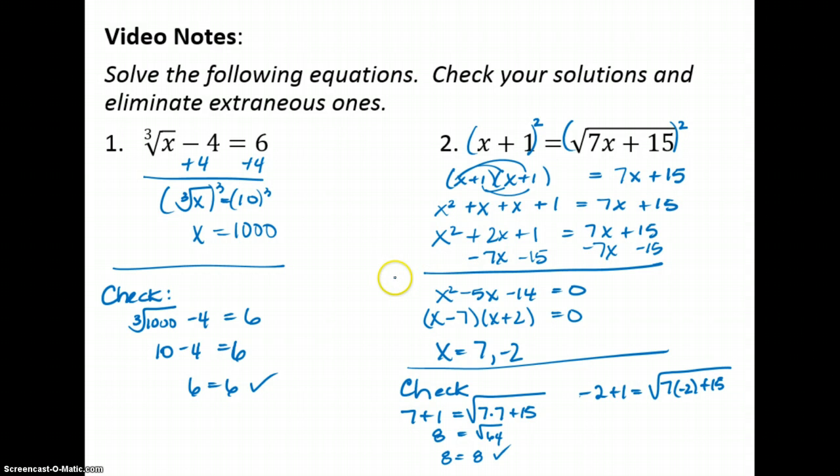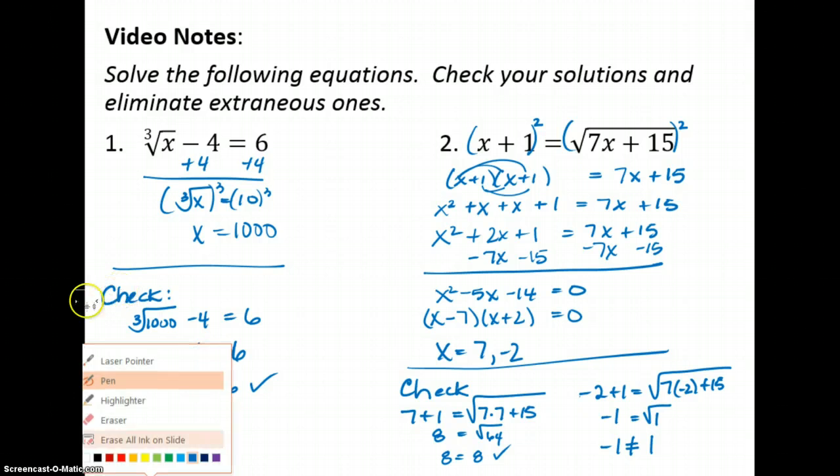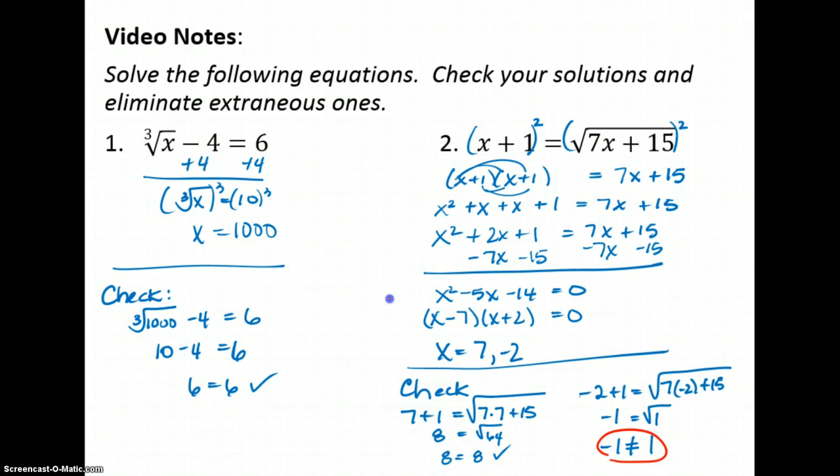Here we go. So I've got negative 1 equals the square root of 1, and I end up with negative 1 equals 1, which we know negative 1 does not equal 1, which means this solution is extraneous. So what do I need to do? I'm going to change colors here to highlight that this is extraneous. If this solution doesn't work, I'm going to come back up to my original solution and get rid of it. So my only solution here that works is x equals 7. So that's what I mean when I say check for extraneous solutions. When you plug them back in and they produce a false statement, then we have to go back and discard that solution.